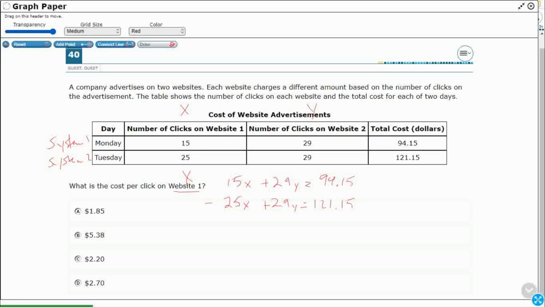So let's subtract. So if I do that, I'm going to subtract, which means that's going to be a negative 25 and a negative 29. That's going to end up being negative 10x. My y's go away, which is exactly what I need. And then this is going to be negative 27. Divide both sides by negative 10. Gets that negative out of there, and that's going to be 2.7. So x equals 2.7, and if we want to make that real world, it's going to be $2.70. So our answer here is D.